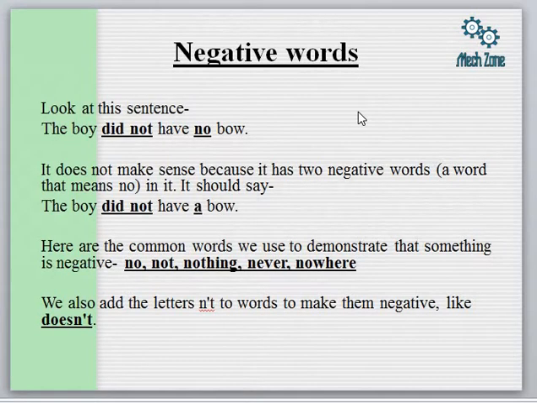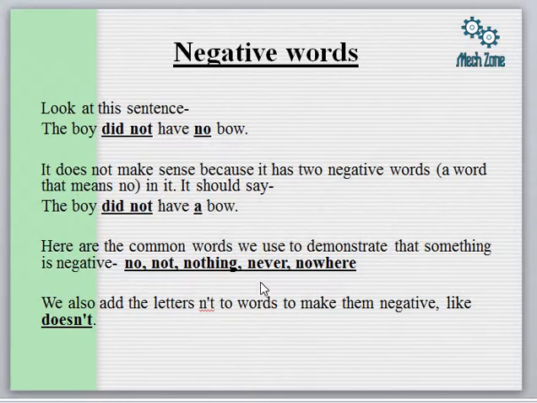Okay, we now come to some other examples like the boy did not have no bow. So did not and no are two negative words. That means double negative words have been used in a single sentence, and it does not make any sense, because a word that means no simply means no, and the other also means no. So both these words having the same sense are used in a single sentence. So the corrected form would be the boy did not have a bow. The boy did not have a bow.